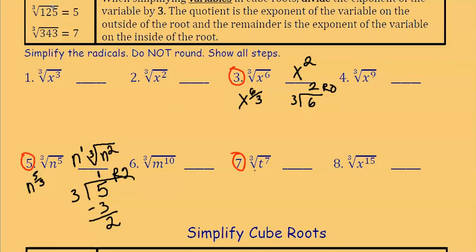Number 7, the cube root of t to the 7th power. Rewrite it as a rational exponent. Use long division to find the quotient and remainder.